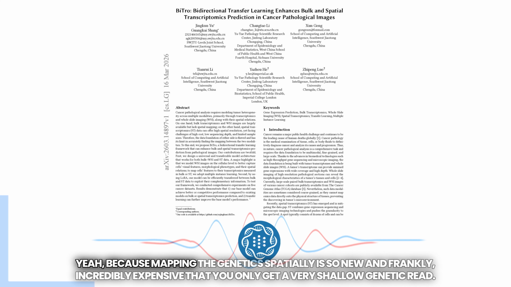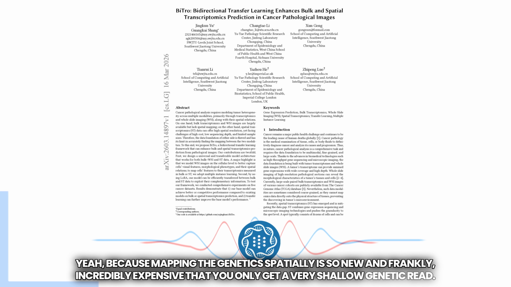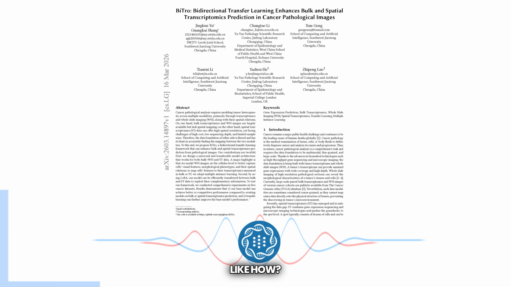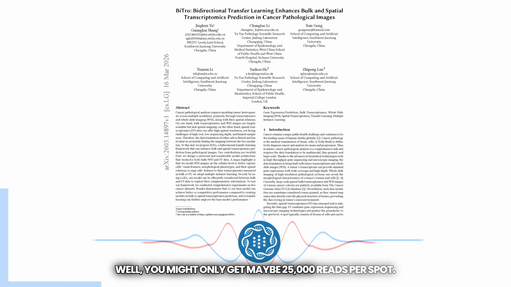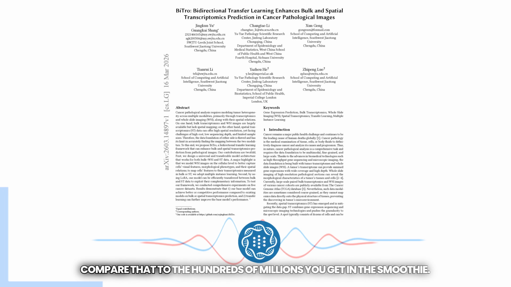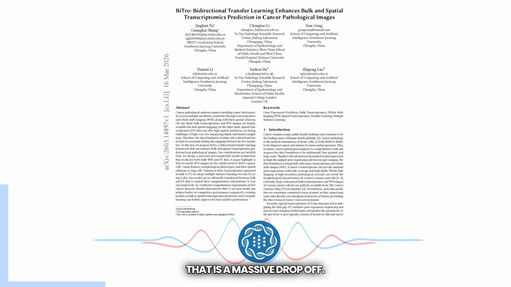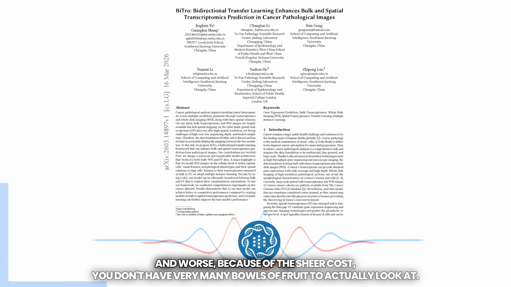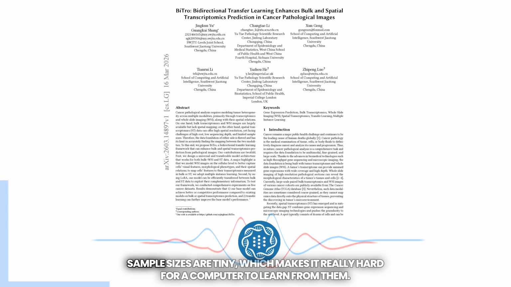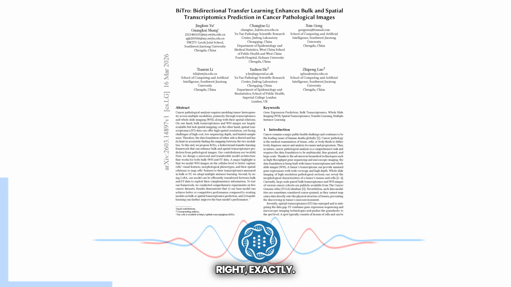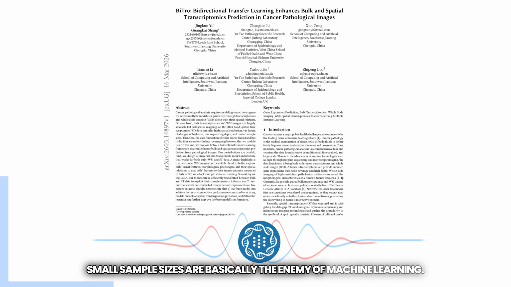Because mapping the genetics spatially is so new and, frankly, incredibly expensive that you only get a very shallow genetic read. Shallow like how? Well, you might only get maybe 25,000 reads per spot. Compare that to the hundreds of millions you get in the smoothie. Oh, wow. That is a massive drop-off. It really is. And worse, because of the sheer cost, you don't have very many bowls of fruit to actually look at. The sample sizes are tiny. Which makes it really hard for a computer to learn from them, right? Exactly. Small sample sizes are basically the enemy of machine learning.